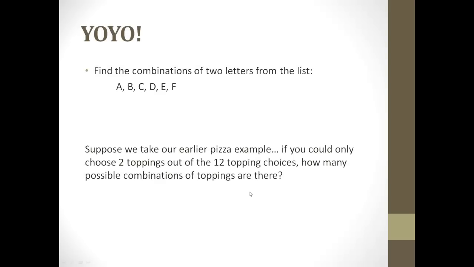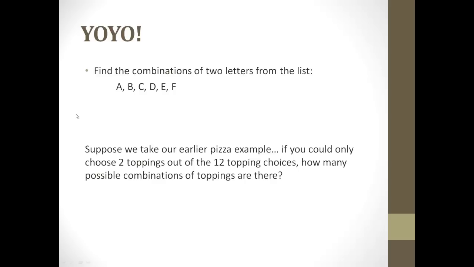Alright, you're on your own. So time to show me what you can do. Find the number of combinations of 2 letters from the list A, B, C, D, E, and F. And then suppose we take our earlier pizza example. If you could only choose 2 toppings out of the 12 topping choices, how many possible combinations of toppings are there? So this is where I want you to pause the video, take a few minutes, try and do it on your own, and then come back and we'll work through it.